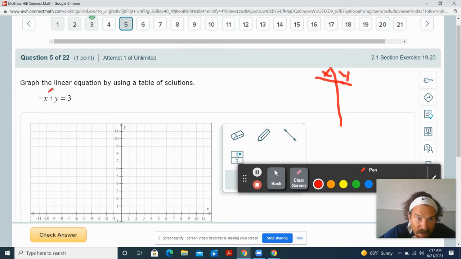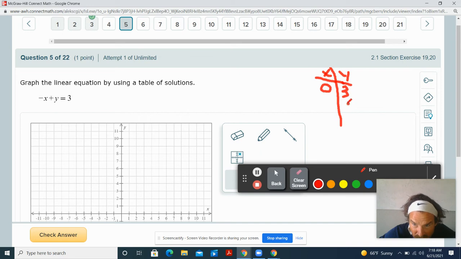Okay, so I'm going to choose 0 for x. If I plug 0 in for x, that's going to be -0. There's no such thing as -0. That's just 0. So 0 plus what number equals 3? Well, that would have to be a 3 here.